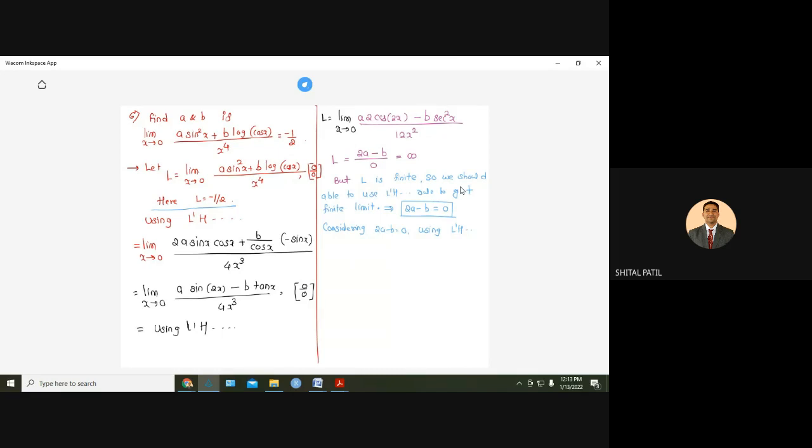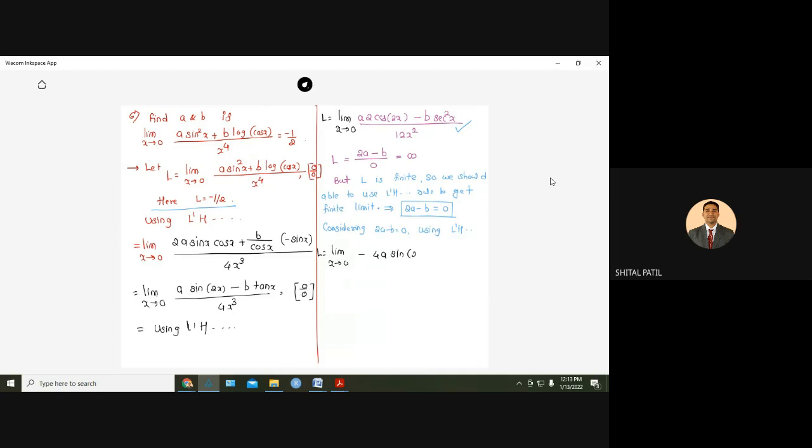Considering 2a minus b equal to 0, we'll proceed now from here onward. Okay. So use the L'Hospital's rule now. Getting the concept now? Yes, sir. So already 2a is there. Again, the derivative of cos is minus sine, and it will become 4a.